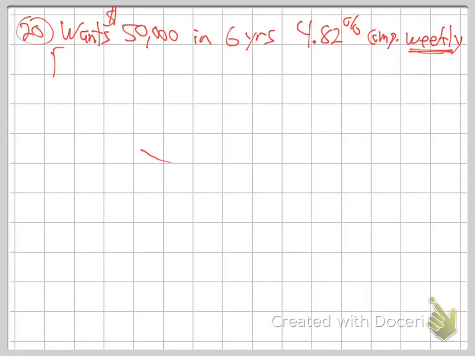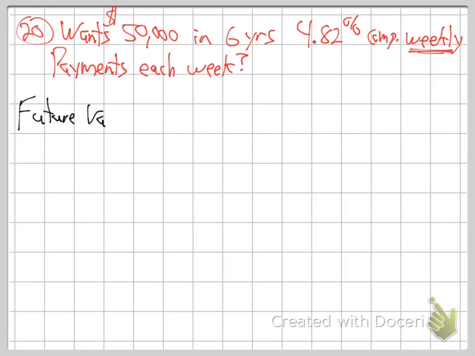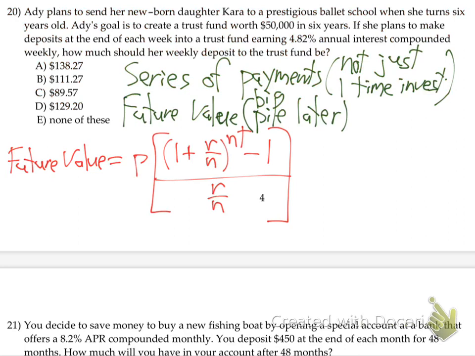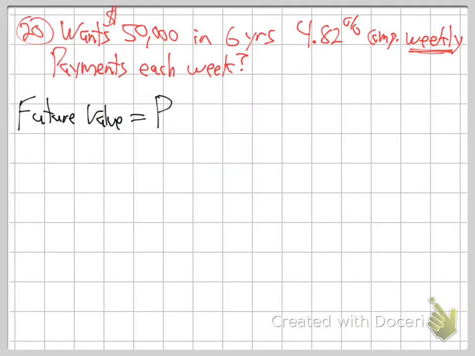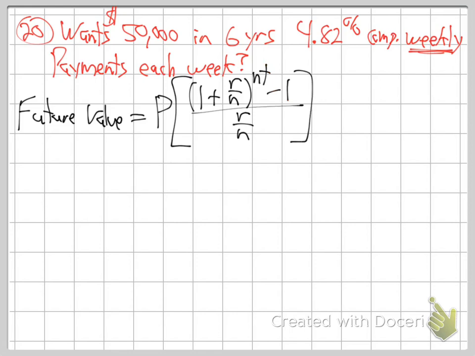So payments each week. What did you get? 108.27? Okay, I'll see that. Because then you have to divide your answer. Okay, so the formula is P times (1 plus R over N) to the NT minus 1, over R over N. So let's plug stuff into it.